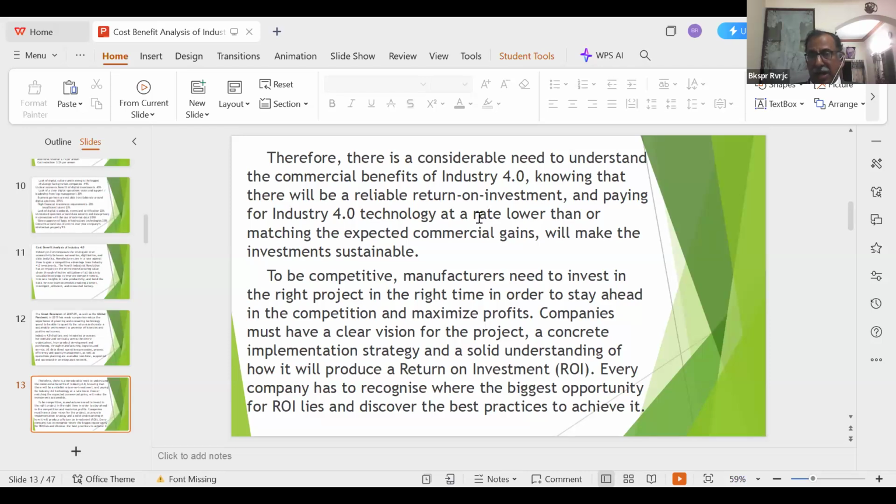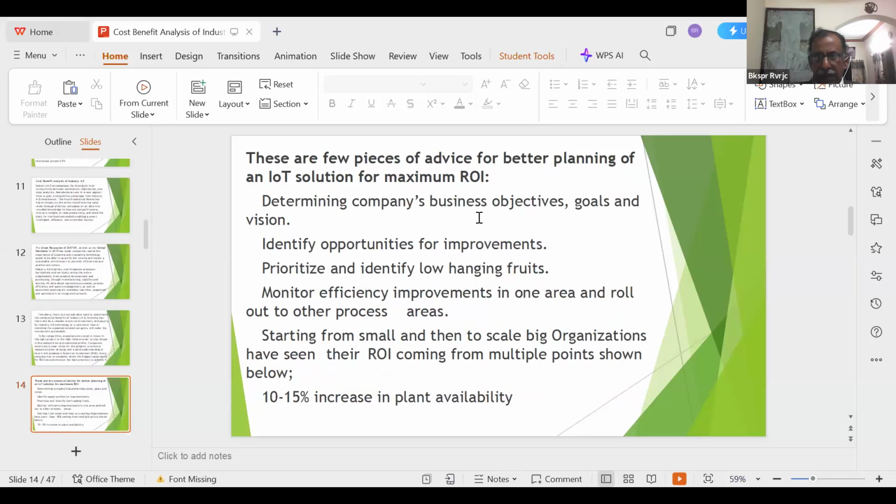Companies must have a clear vision for the project, a concrete implementation strategy, and a solid understanding of how it will produce a return on investment. Every company has to recognize where the biggest opportunity for ROI lies and discover the best practices to achieve it. These are a few pieces of advice for better planning of IoT solutions for maximum return on investment.